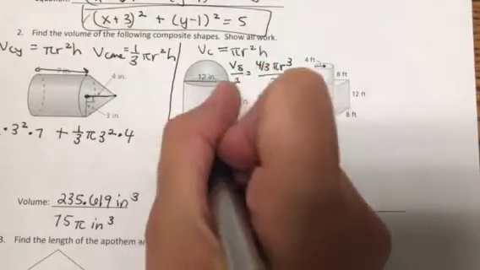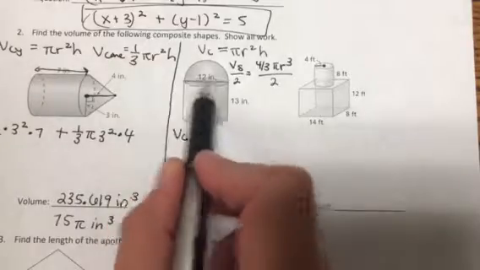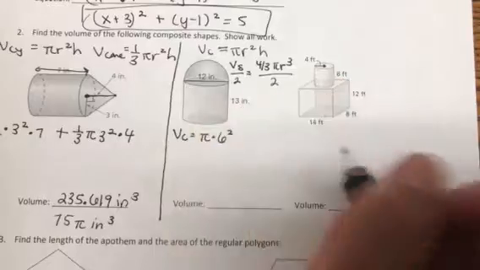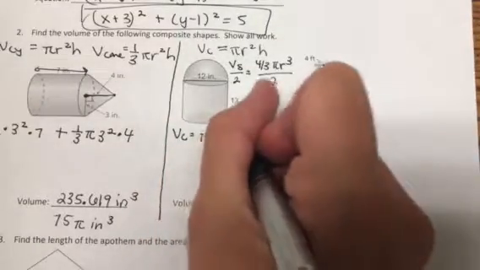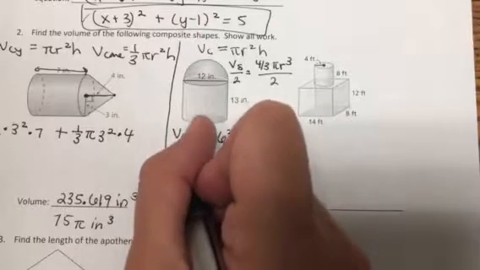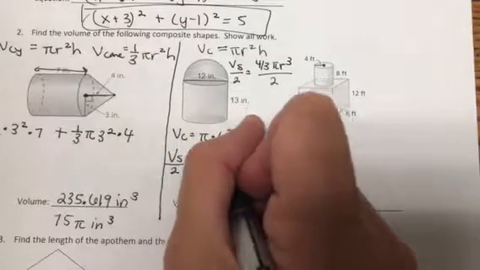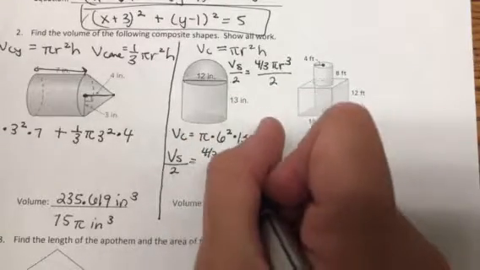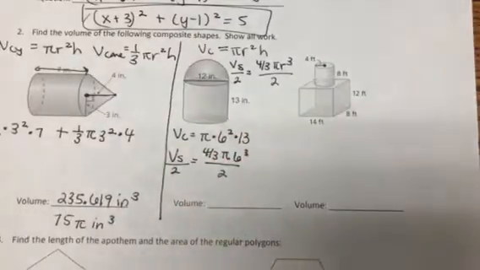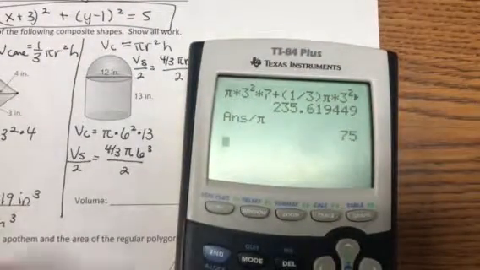All right, I might just do these separately. So for my cylinder, it's going to be pi. My diameter is 12 inches, so my radius is 6 inches. So 6 squared. The height of my cylinder is 13. And then for the volume of my hemisphere, my half sphere, that's going to be 4/3 times pi times the radius of 6 cubed, and then I'm going to divide all of that by 2 since it's just half of a sphere. So again, I'm going to let the calculator do all that work.